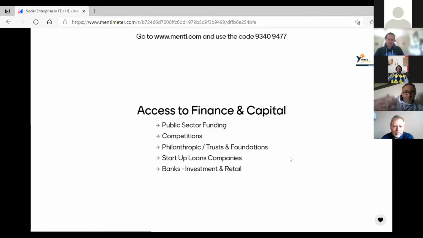Brilliant, thanks for that. So we talked a wee bit about finance. And where can we look for that finance? We've got some examples I know of in the FE and HE sector where we can get access to the finance and capital we need to grow our social enterprise startup business. Public sector funding is there. There's loads of grants and loads of funds available for anybody to access. And just because you happen to be at university or college or even school, it doesn't exclude you from being able to apply for that money.